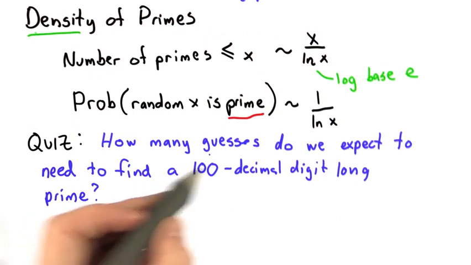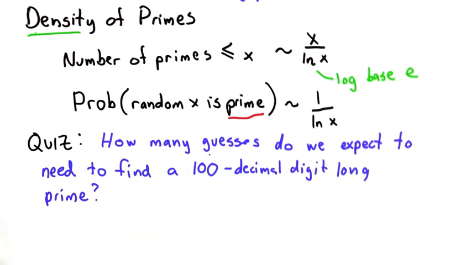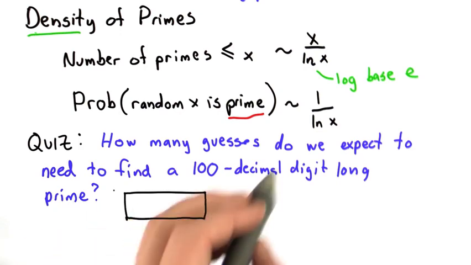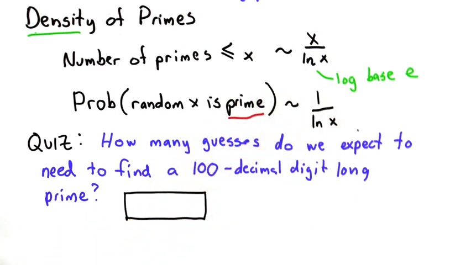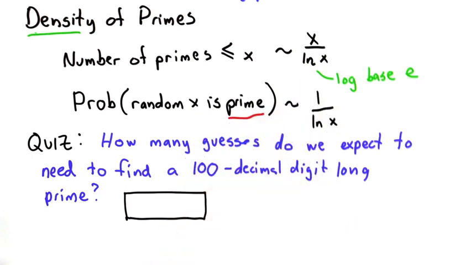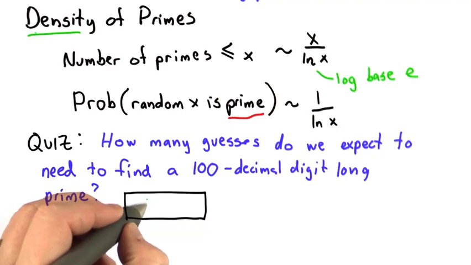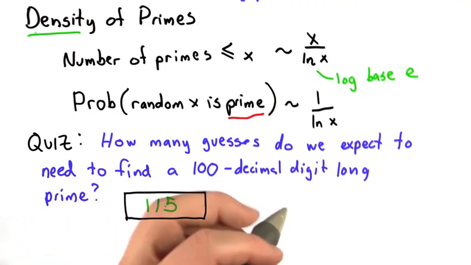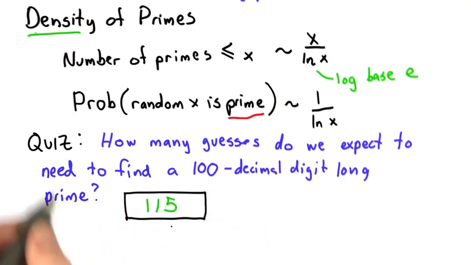So the question is, how many guesses do we expect to need to find a prime number that's around 100 decimal digits long? And in computing this, you should assume that the probability that a random x is prime is equal to 1 over natural log of x, even though this is an approximation. So the answer is we only need about 115 guesses. So that shouldn't take too long, as there's a quick way to tell if a number is prime.